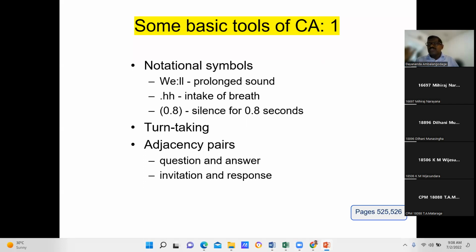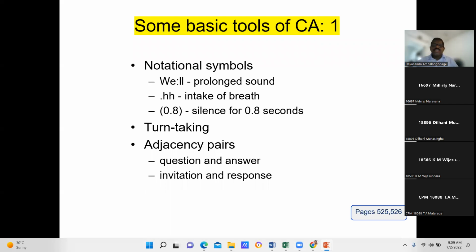we can encourage the person to continue their speech. That also has to be transcribed in the text. That is a kind of conversation analysis.